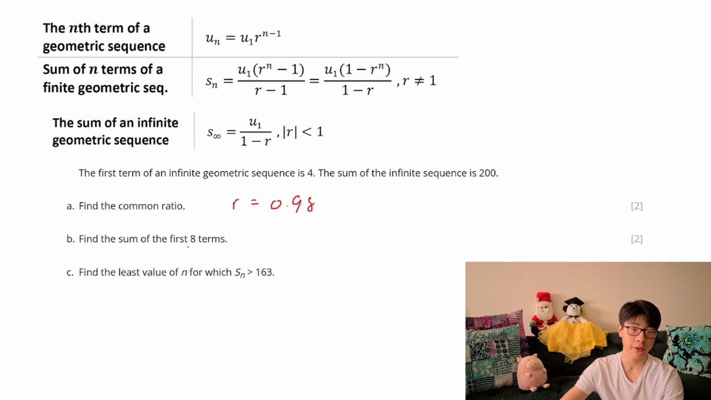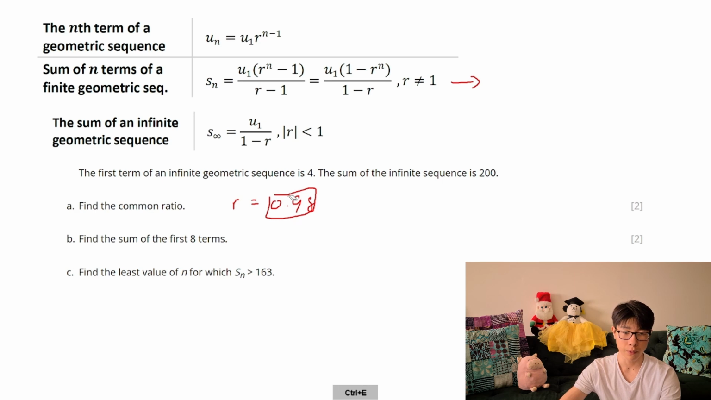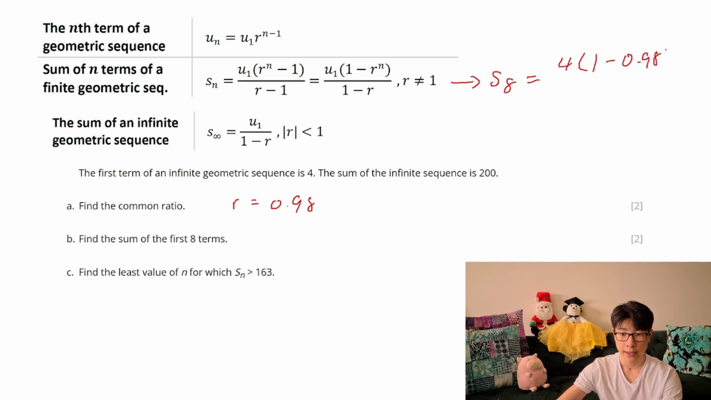Part B, we want to find the sum of the first 8 terms. Therefore, we are looking straight at this formula, sum of the first n terms, and we'll make that 8. Therefore, we substitute into this equation. Now, which one do we use? Well, for simplicity, since R is less than 1, we want to be using this one, because we'll end up with a positive value after we do 1 minus 0.98. So Sn being S8 will give us U1 being 4, 1 minus R, 0.98 to the power of 8 on top of 1 minus 0.98.